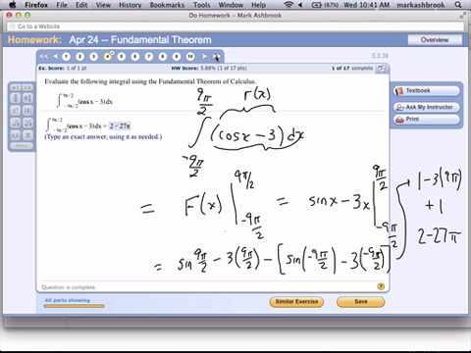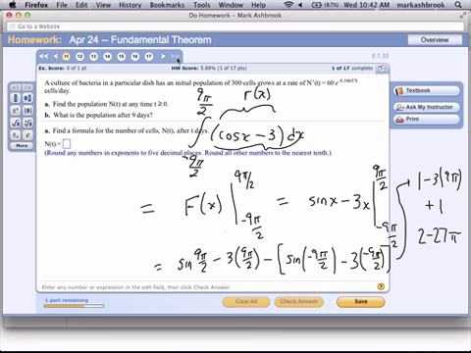The key is when you plug the negative 9 pi over 2 in, make sure that you subtract the whole thing. A common mistake would be to go minus sine of this minus 3 times that, when really you're subtracting the whole thing, so you have a minus and a minus there. See that? So you have plus 3 times. Well, no, but this is also negative, so then it's 3 negatives, which makes a negative.